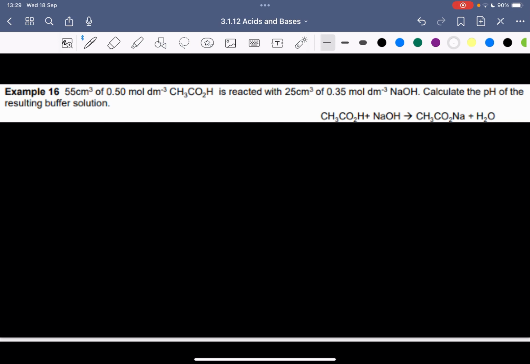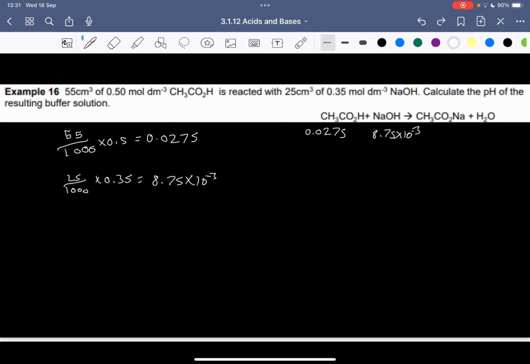Alright, so this is quite similar to our neutralization reactions that we did before. So firstly, like always, I'm just going to work out moles of everything that I've got. Alright, so I'm going to write down our ICF table again. Now I know that since this is the limiting reactant, all of it's going to react, so I'm left with 0 of that. And then I take away 8.75 × 10⁻³ of both.